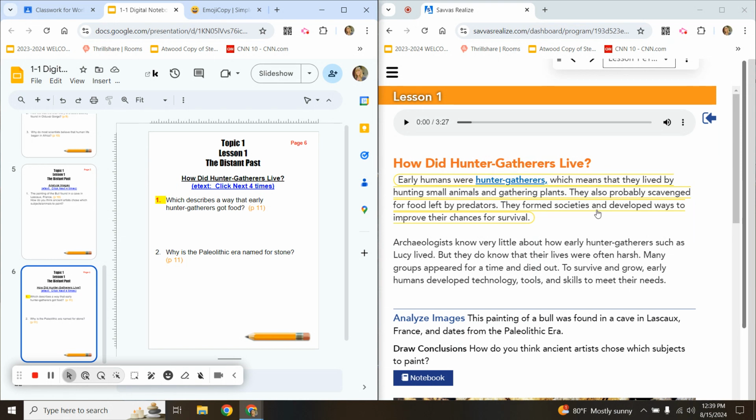So as it's being read to you, please make sure to get a couple things in here. How did hunter-gatherers get food?